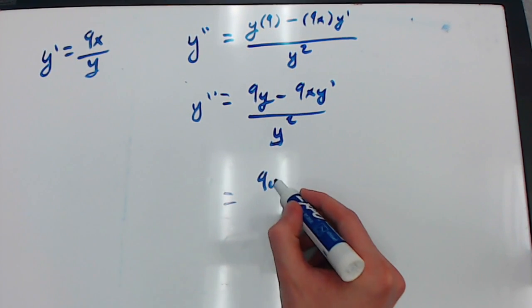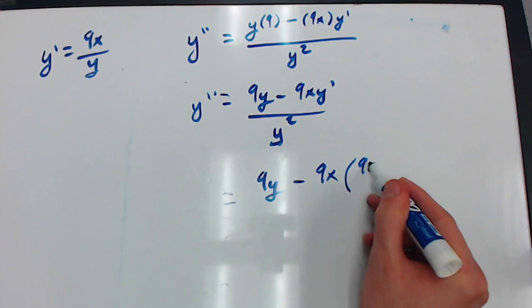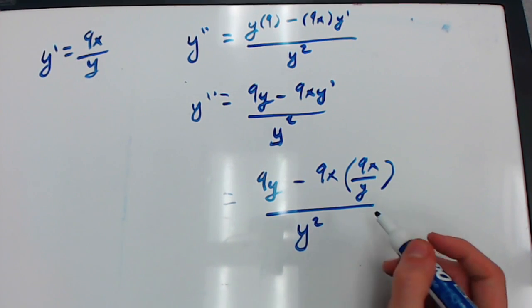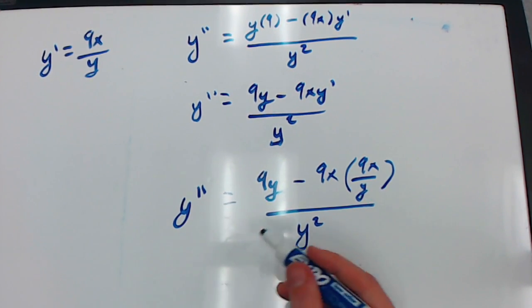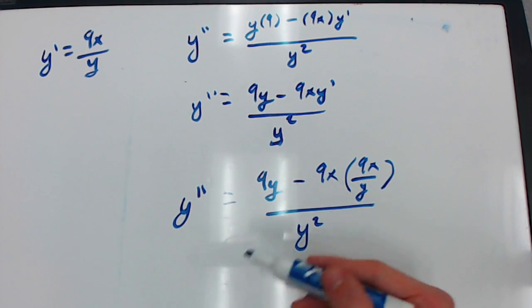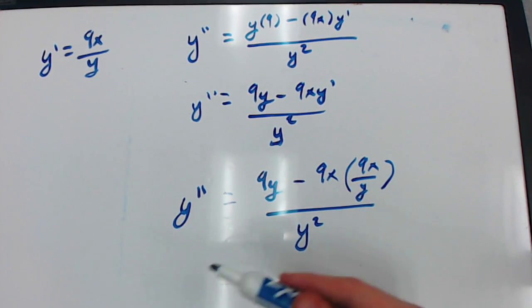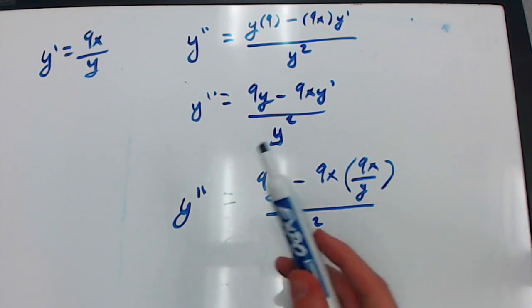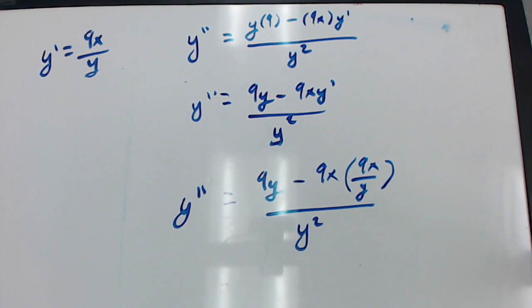So we'll end up with 9y minus 9x over y, all over y squared. If you distribute it out, you'll end up with 9y minus 81x squared over y, all over y squared. But the gist of it is that you cannot have a y prime in your answer. You have to substitute it with the first derivative.